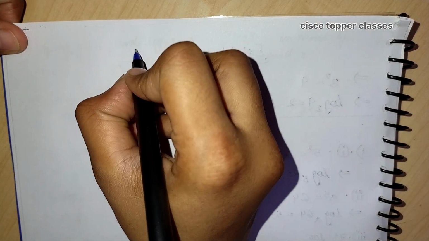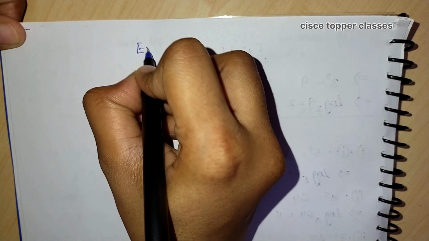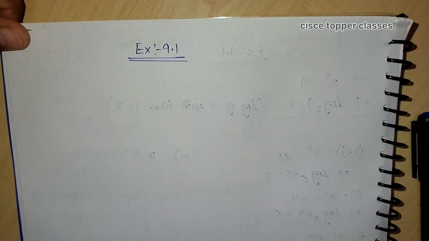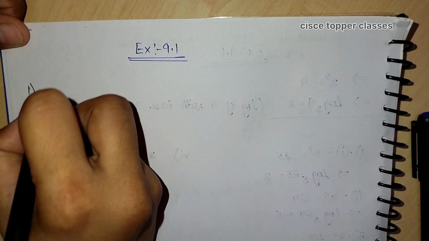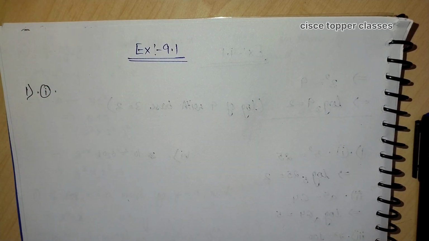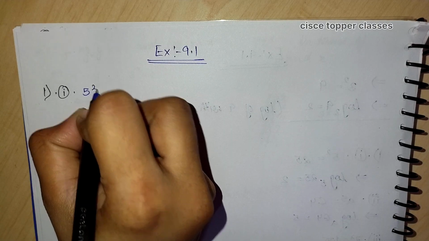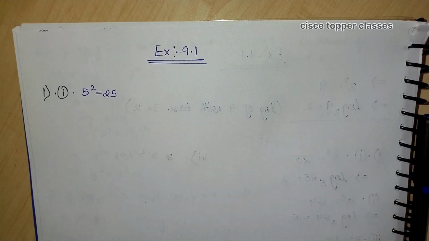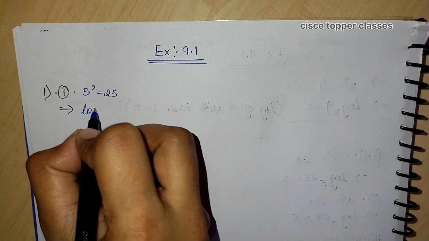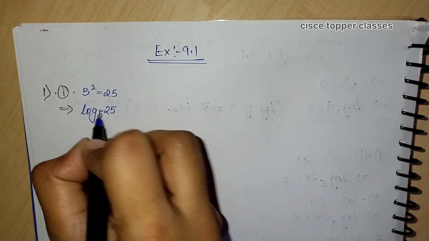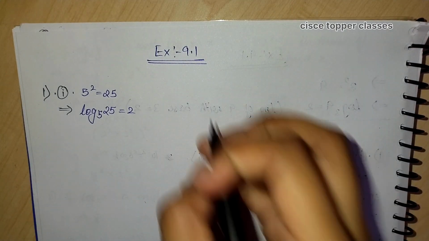Let us solve the exercise 9.1 here in this video. So the first question is, we have to write it in logarithmic form. The exponential form is given. So this is the first part. We can write this as log of 25 with base 5 equal to 2 here.